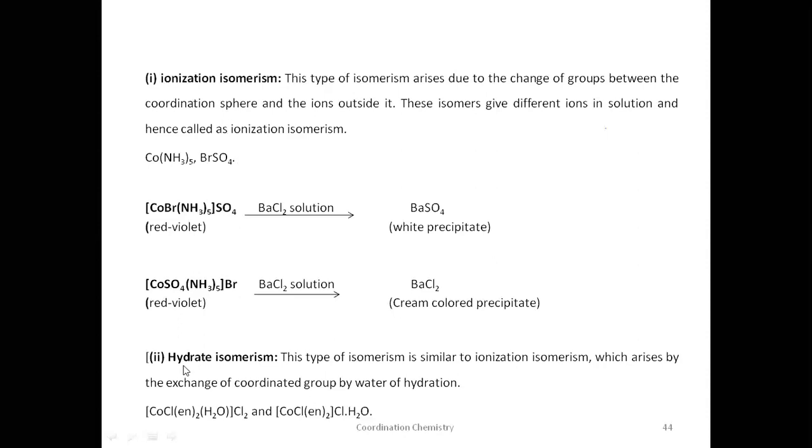Let us see another isomerism, that is hydrate isomerism. The name itself indicates there is a difference in the arrangement of water molecules. Hydrate means water. This type of isomerism is similar to ionization isomerism, and arises by the exchange of a coordinated group with water of hydration. See here, two examples are given. In one, a water molecule acts as a ligand, forming a coordinate covalent bond with the central metal atom cobalt, but in the other, it is outside the sphere. See here, H2O. This type of isomerism is known as hydrate isomerism.